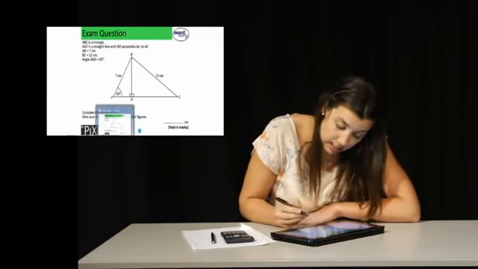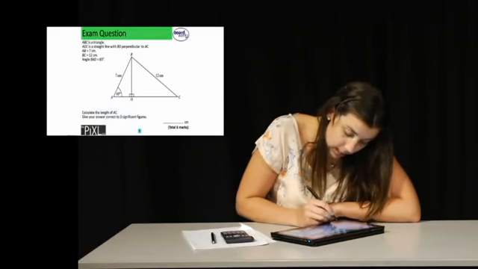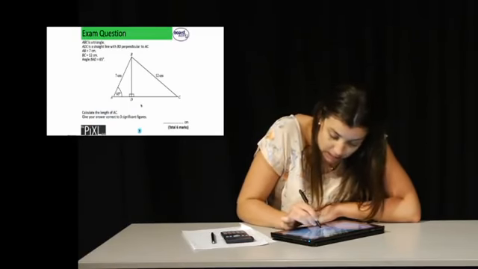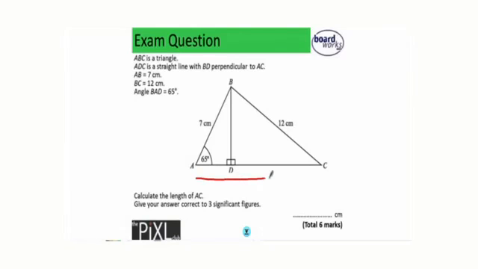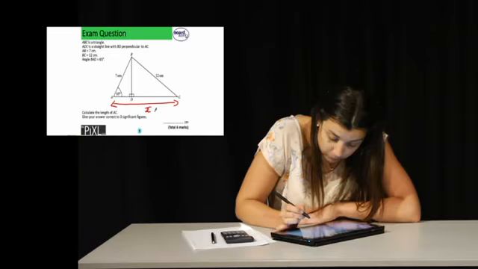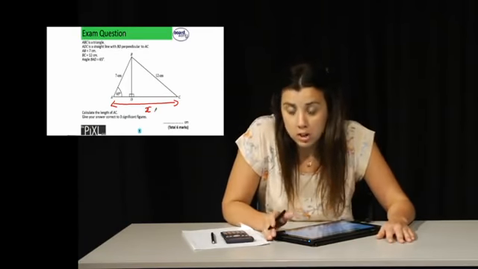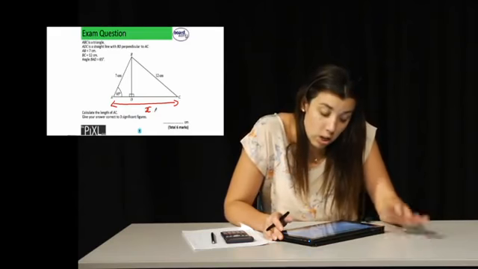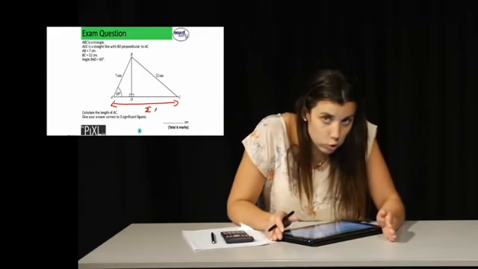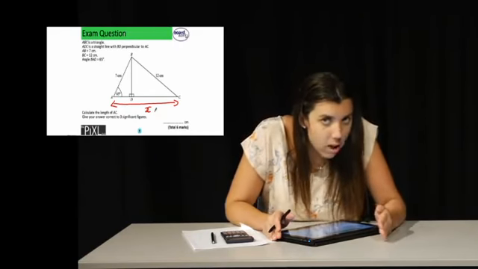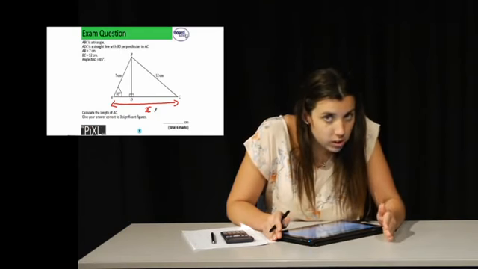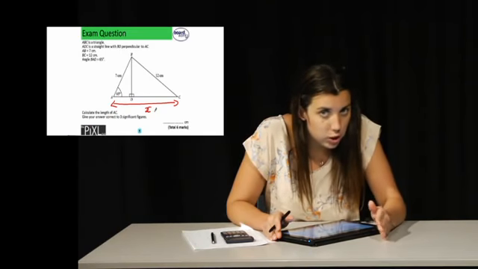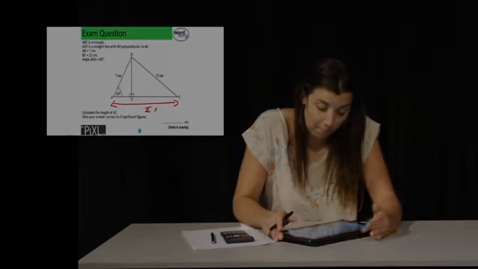Calculate length of AC. So what they actually want you to find out, AC, is this line that goes all the way across the triangle. That's what you're trying to find out. And it says, give your answer correct to 3 significant figures. So you've got 5 minutes for this one. Start from the top, think about your trigonometry, but also think about other knowledge you have from previous topics that may well be related to this question. Off you go.